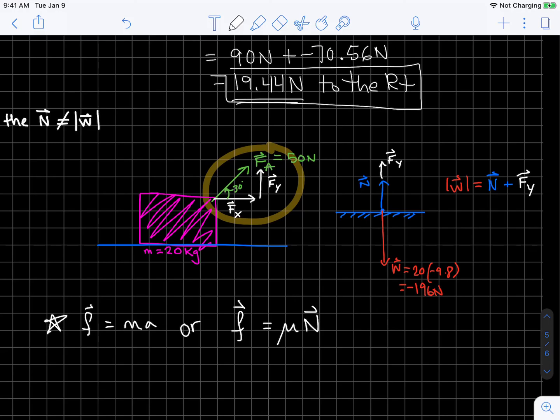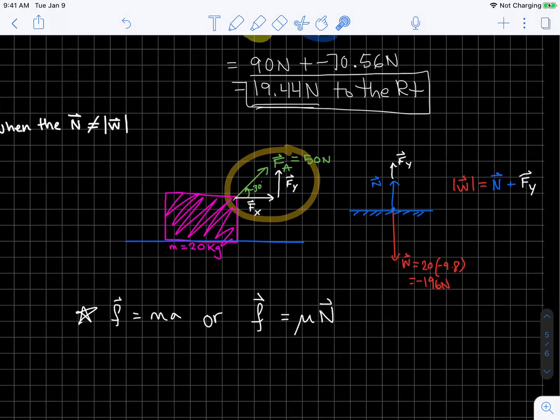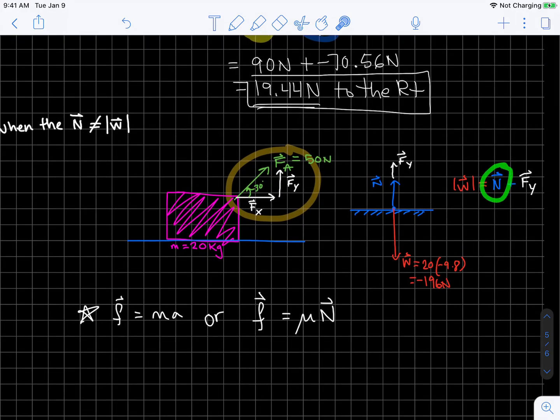All right, so what we're trying to do right now is we're trying to figure out this normal force. So what is that normal force? All right, you guys get the picture? Then in the next video, I'm going to show you guys how to actually calculate the Fy so that we can find normal.